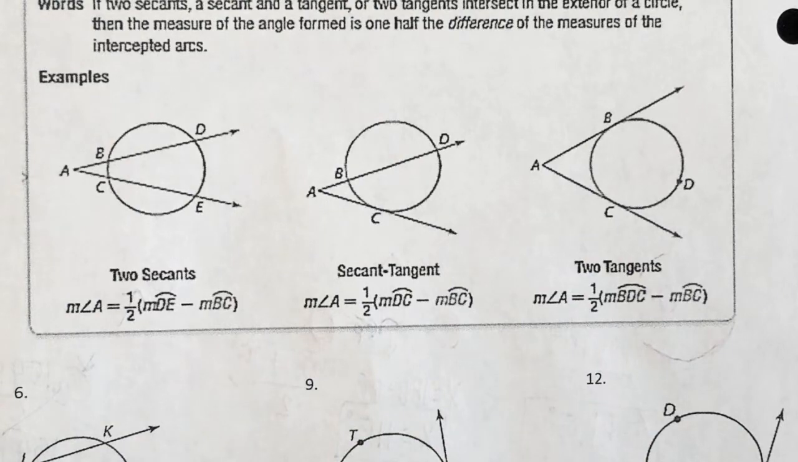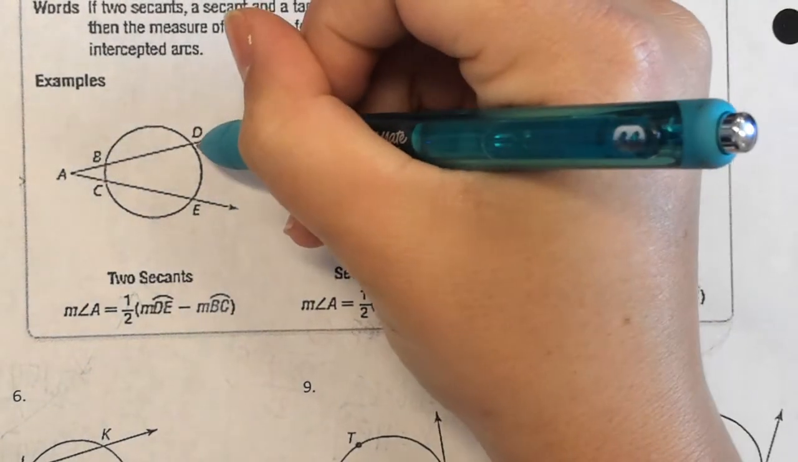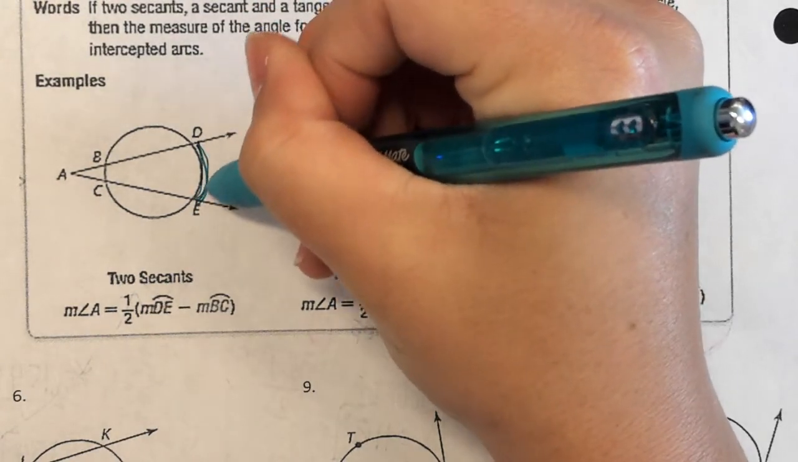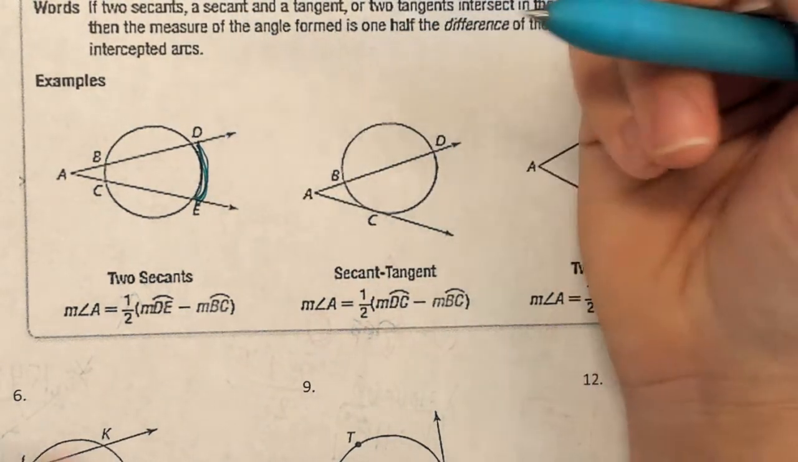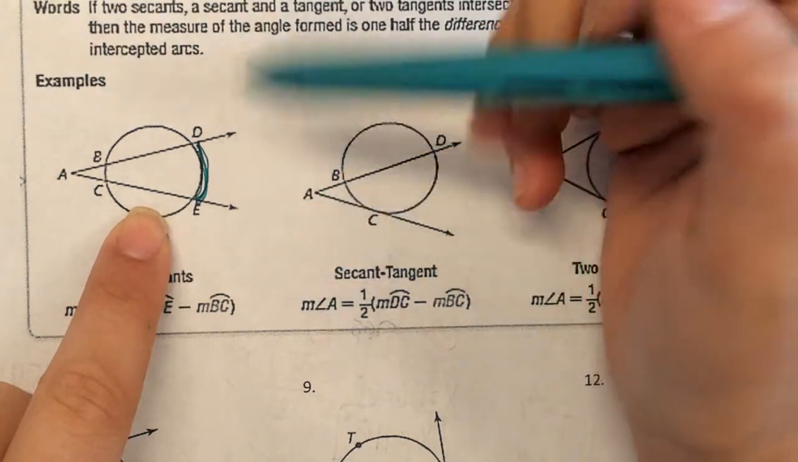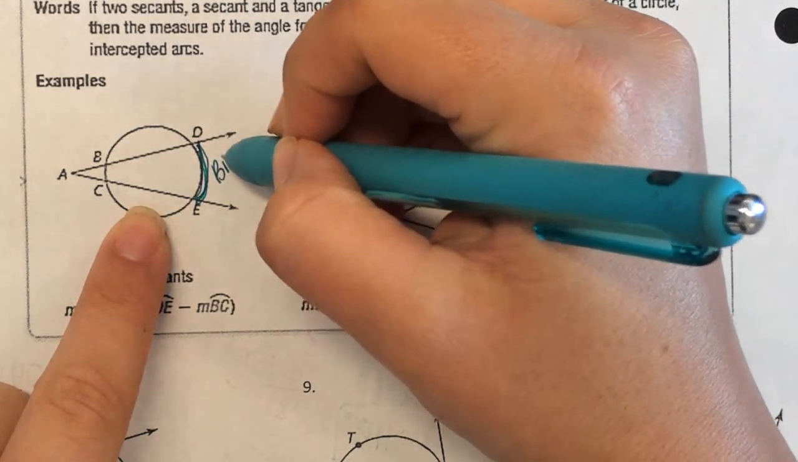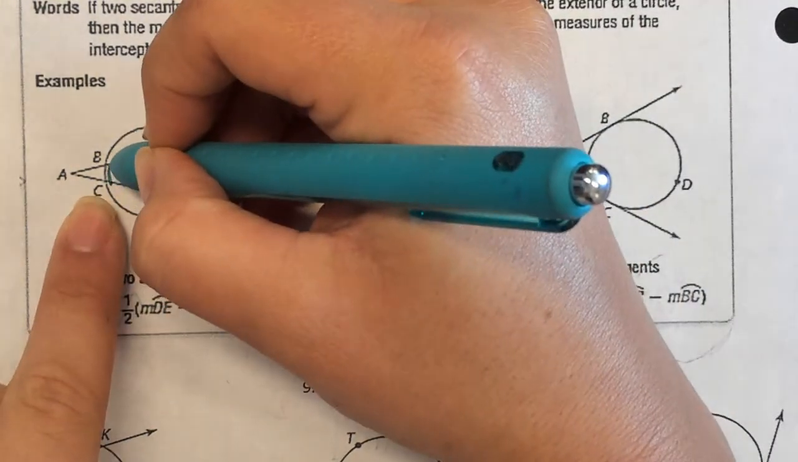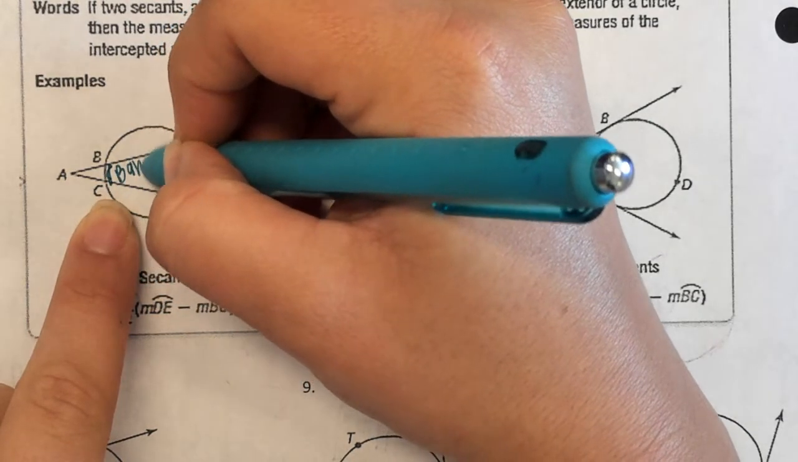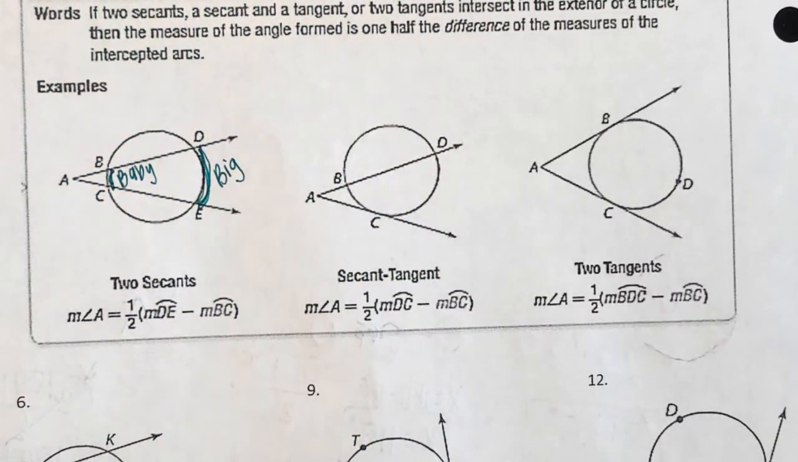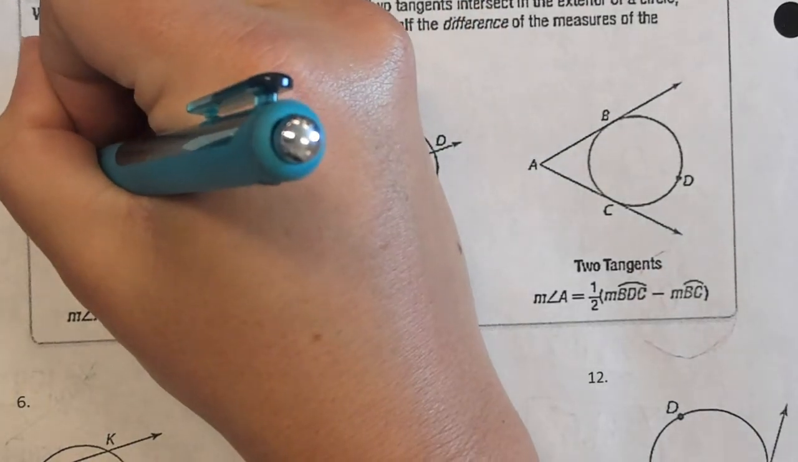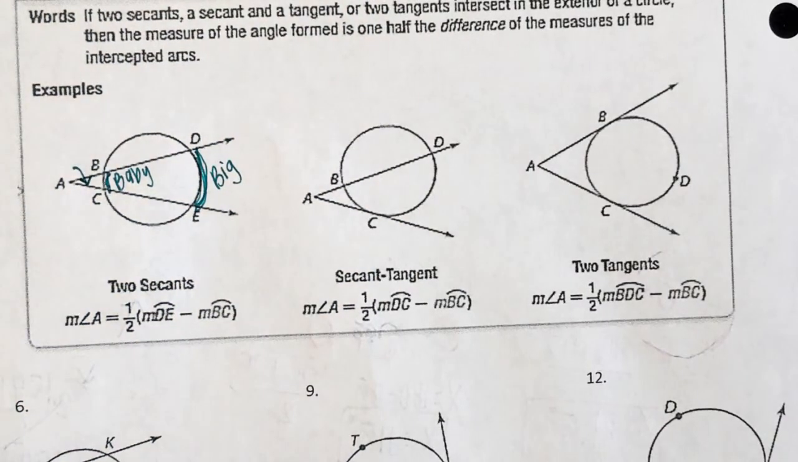Okay, so here's the formula in every single one of these scenarios. I call it big arc and baby arc. This is the big arc because it's the biggest one. Notice how we're always on the inside of the 2 lines. This is the big arc, and then this is the baby arc because it's inside the 2 lines. So you have big minus baby divided by 2, and when you do that, you will solve for this angle right there. That's it. For all of them.